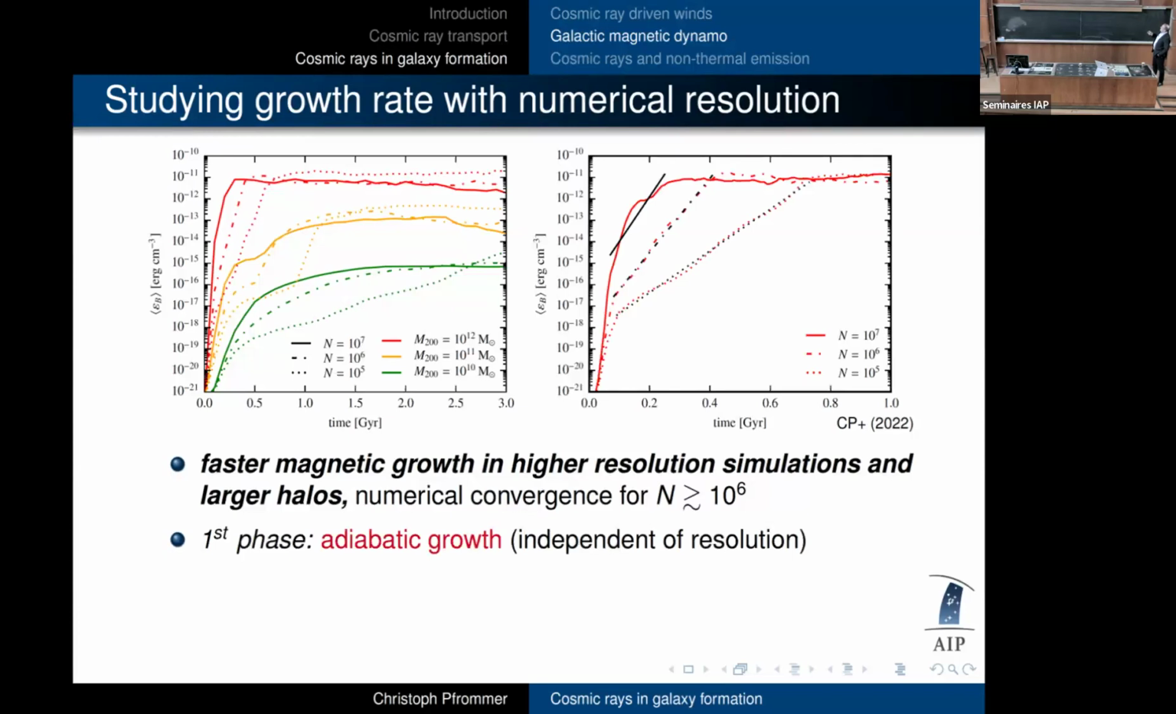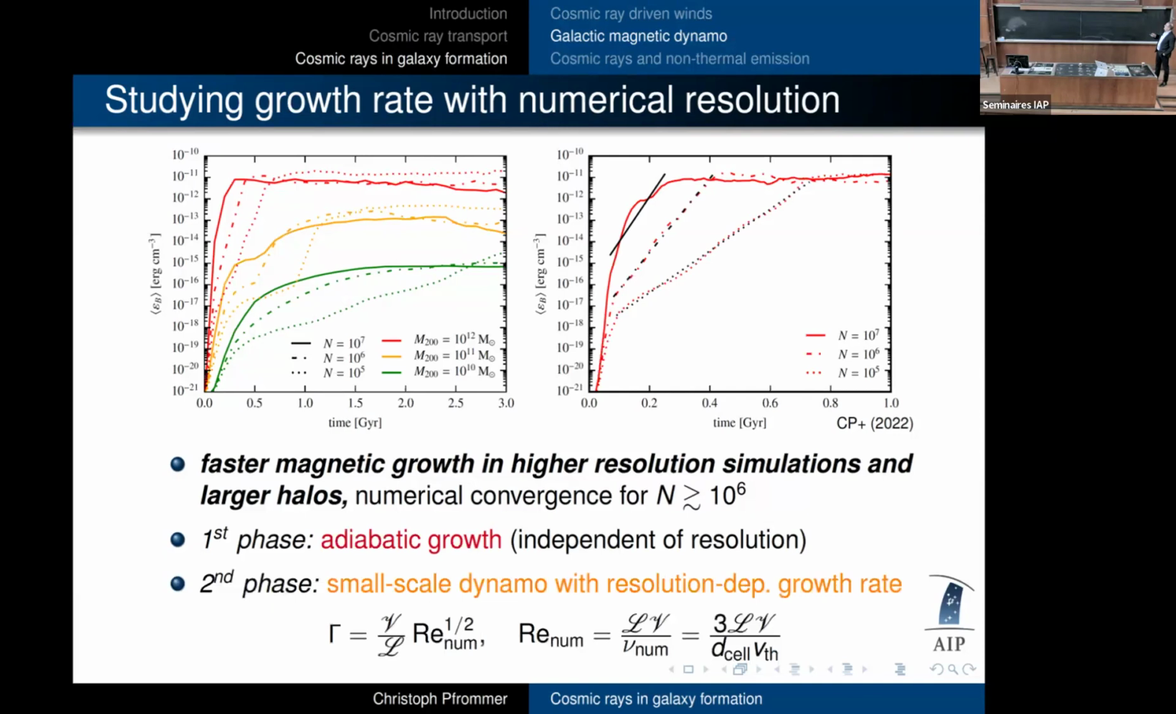Now, let's zoom on to this Milky Way galaxy at the very beginning. First, the growth is independent of resolution. That's what you expect from an adiabatic collapse. Okay, so the magnetic field first grows adiabatically to this point, at which point the growth rate depends on the resolution. And that's what you expect for a small-scale dynamo, where the growth rate scales with the square root of the numerical Reynolds number. Now, we only can afford a Reynolds number of a few hundred.